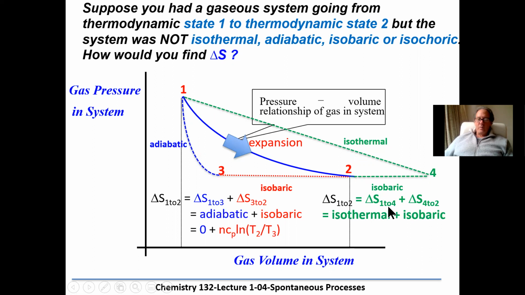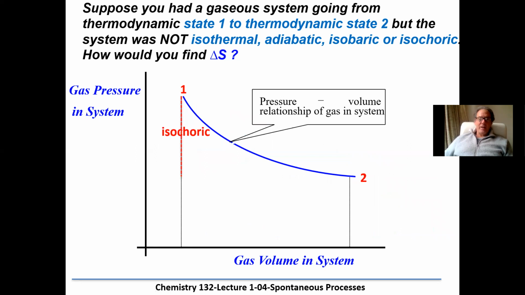So 1 to 4 would be an isothermal change along this path. 4 to 2 would be an isobaric change along this path. So we're going to need to know what the volume changes are to figure out 1 to 4. And we're going to need to know the temperature changes if we're going to figure out the isobaric change. So depending on what you're given, this is another path you could take to calculate the entropy change from 1 to 2.